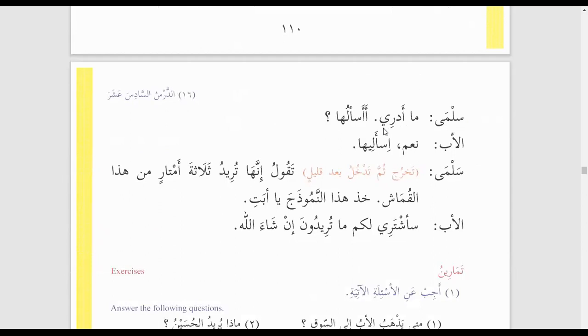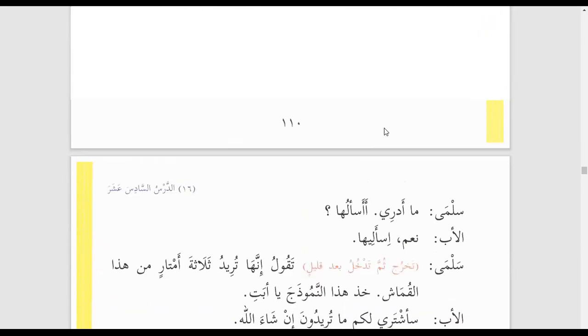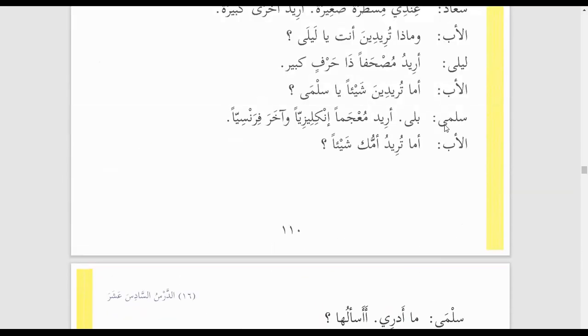Sorry, if we read ummuka... For Salma, it should be ummuki. Okay, so ummuki is connected with Salma. If it's Irfan, then it should be ummuka.